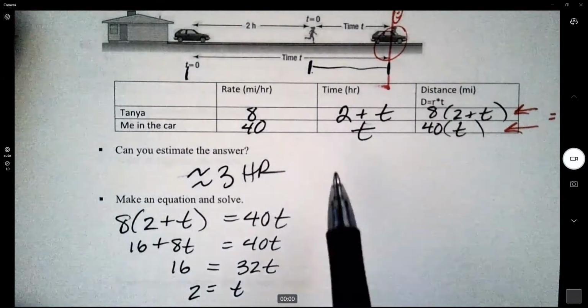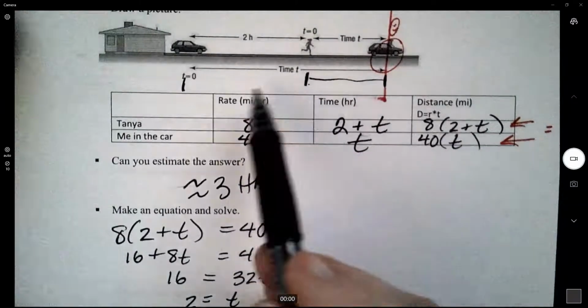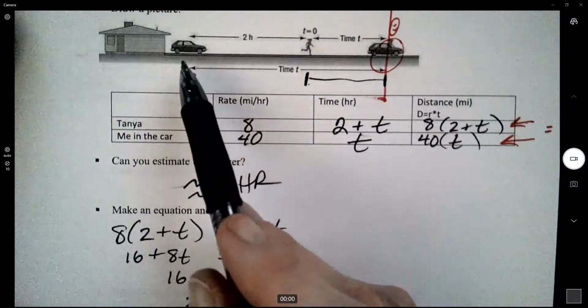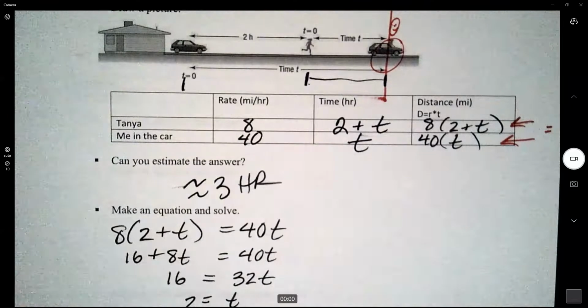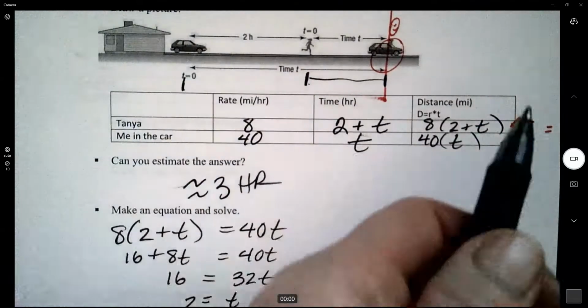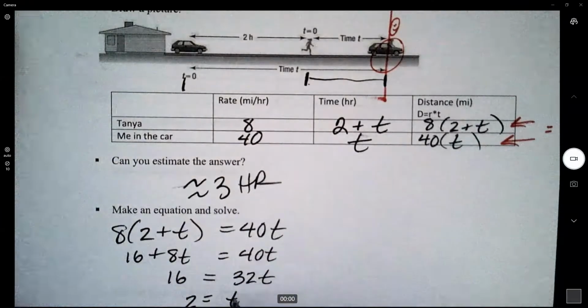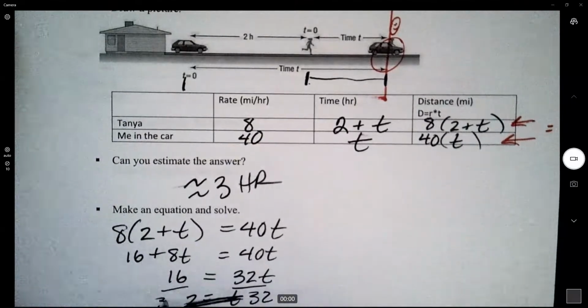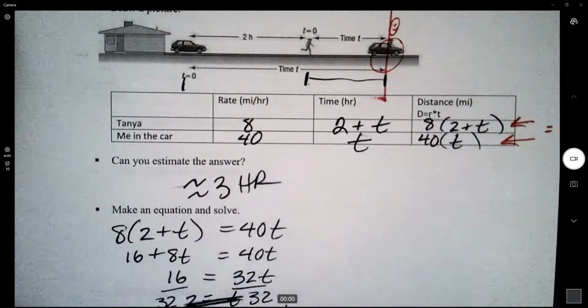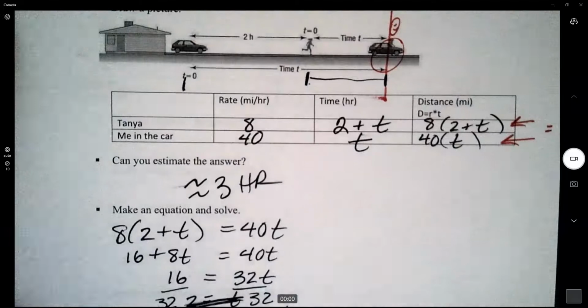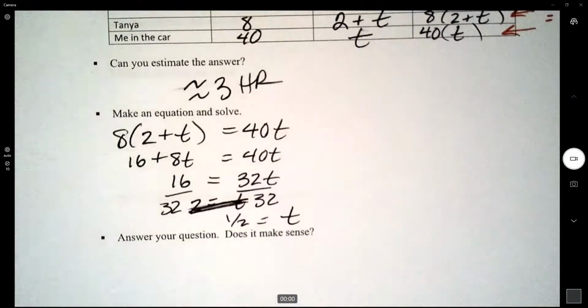But remember, t represents the time that it takes in total for the car to catch up all the way to where Tanya is. So t is the time that the car is en route. Oh, I'm sorry, I made another mistake. This would be divided by 32 on both sides. 16 divided by 32 is in fact 1/2. My apologies there, another mistake.